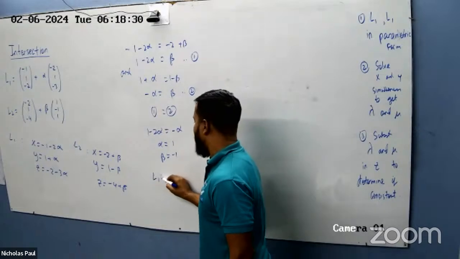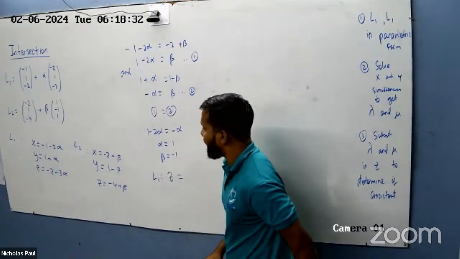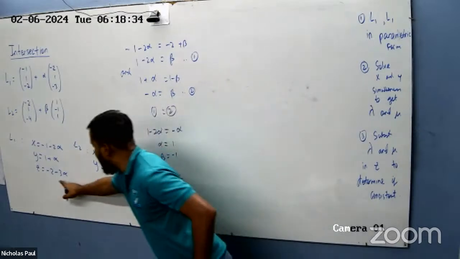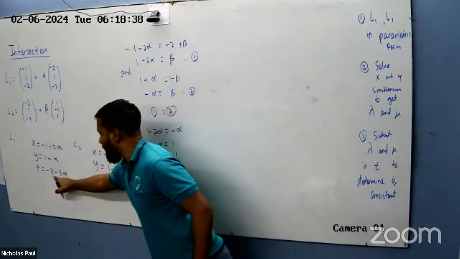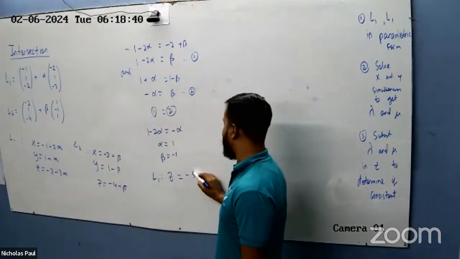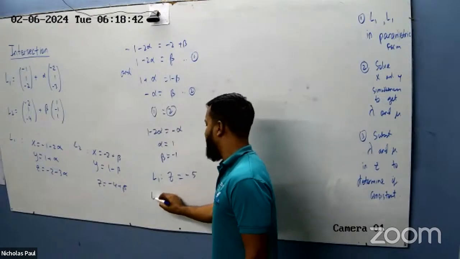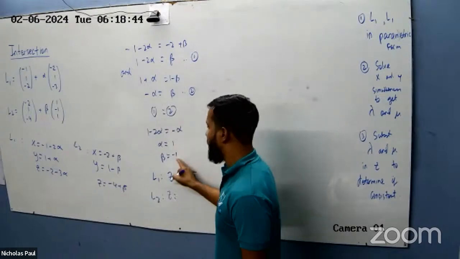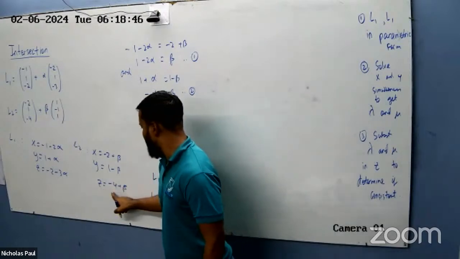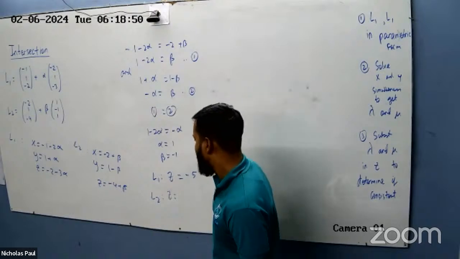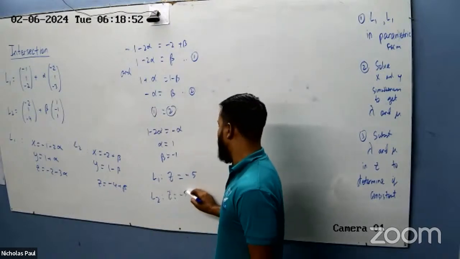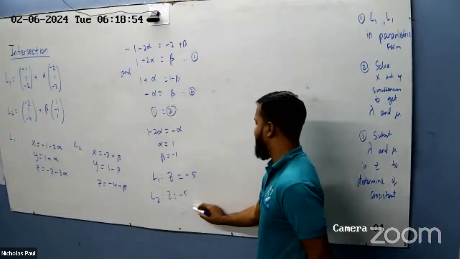So for L1, you can find z. That will be -2 -3 alpha. Alpha is 1, right? -2 -3 is -5. And for L2, plug in -1 here, -4 -1 is -5, right? Therefore, consistent, so they intersect.